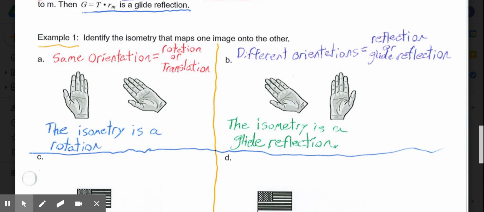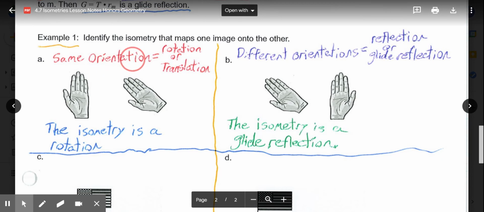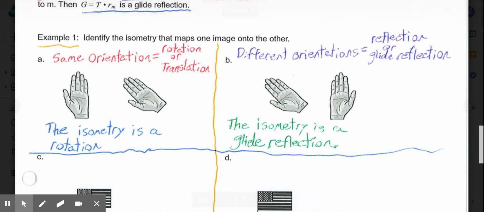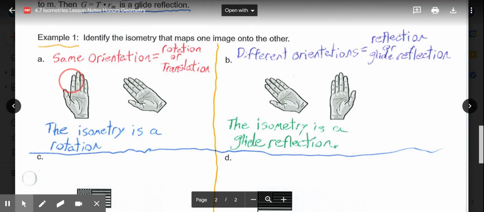So looking at A, the hand has the same orientation. The thumb is here. I can see the palm. Thumb is on the left, I can see the palm, so I know it's oriented the same way. So if I have the same orientation, I know it's either a rotation or a translation. But because the angle of the hand changed, translation would just be a straight slide. So this has to be a rotation to get the angle of the hand to change.